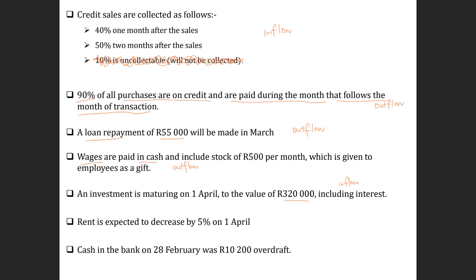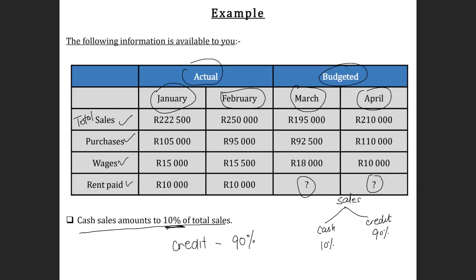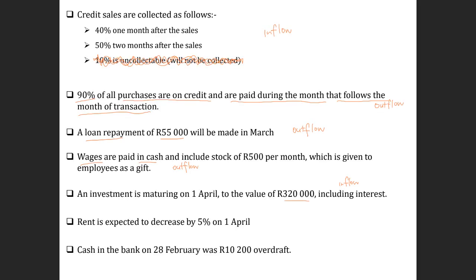Rent is expected to decrease. So here rent is an expense. It says it's rent paid here, as you can see. So this is an outflow of funds. And then they gave you the cash in the bank on the 28th of Feb, which was a 10,200 overdraft. So that was a negative 10,200. So if this was in the bank on the 28th of Feb, it will also be your opening balance for the 1st of March.